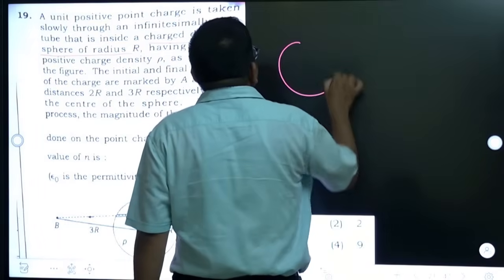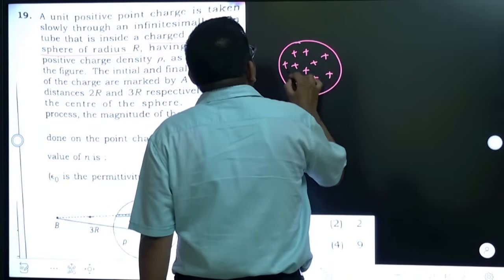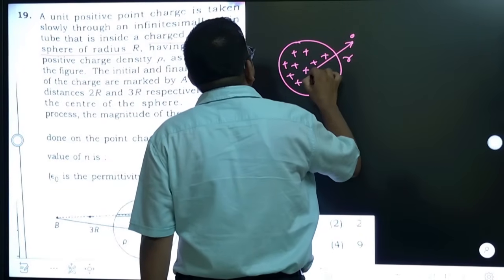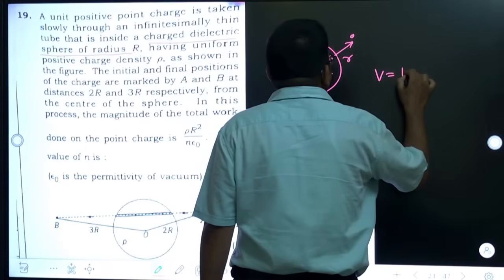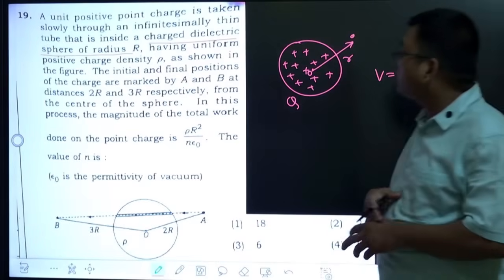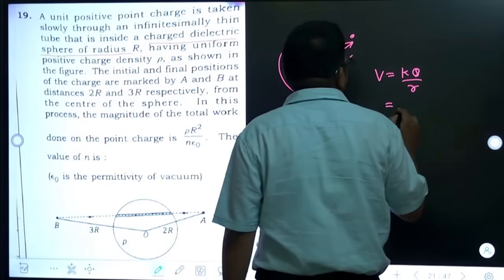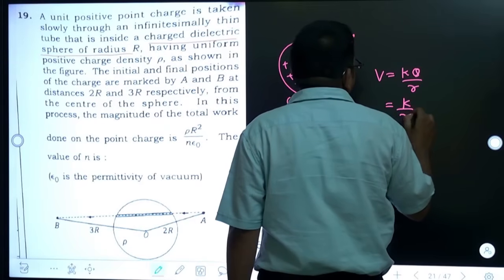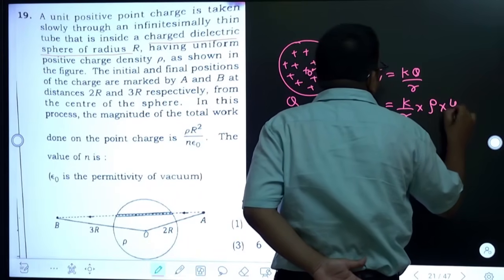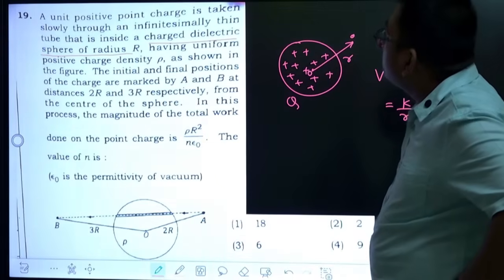If there is a sphere which is uniformly charged, then for a point outside at distance r from the center, the potential formula is the same as a point charge, kq by r, where total charge is q. But here they have given it in terms of charge density, so let us write this in terms of charge density. So k by r, and this charge is charge density rho into volume. Volume is 4 by 3 pi R cube.